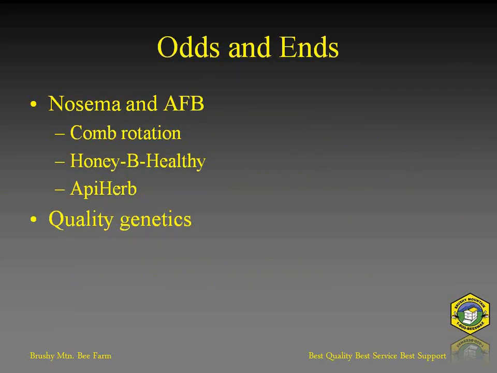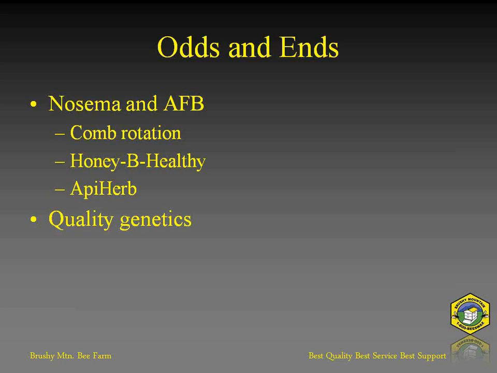Really, the best sort of IPM approach here is comb rotation for both Nosema and American foulbrood, particularly the AFB. Get rid of that old comb that may have spores associated with the wax. And then Honey Bee Healthy, which is a mixture of essential oils and herbs, to help promote a good, healthy hive, a good, healthy bee.